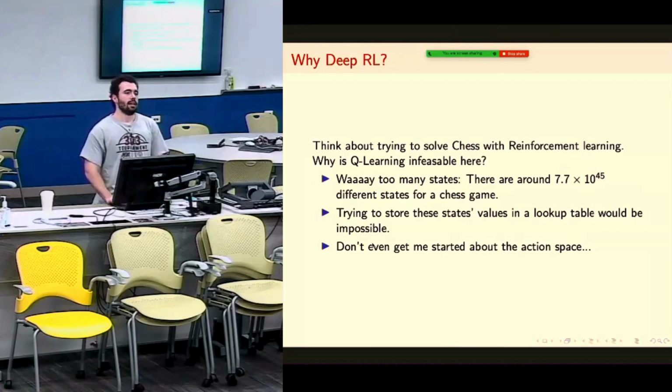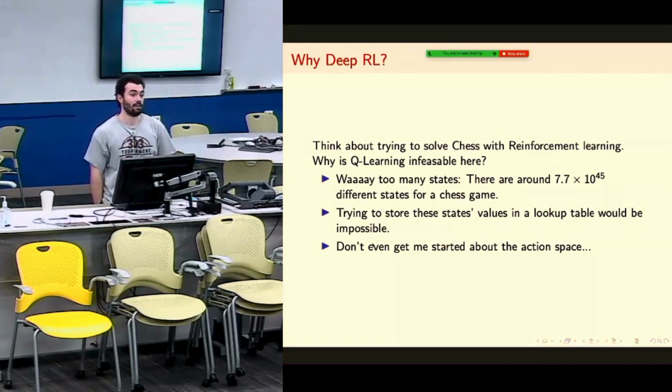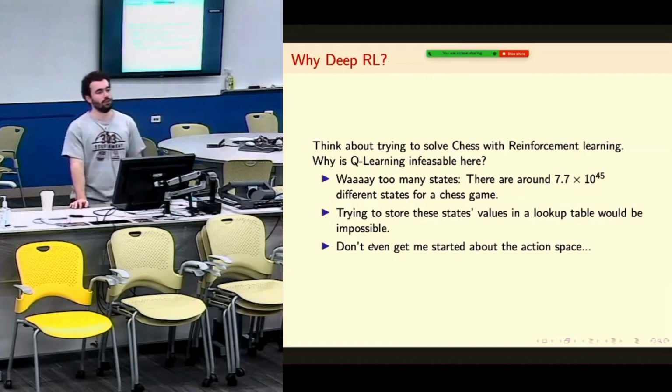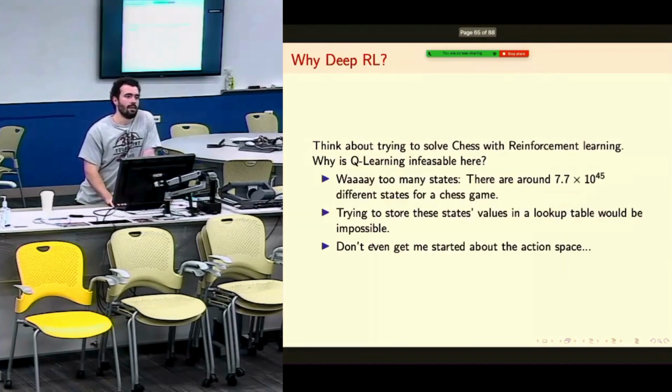So here's the idea. Think about if you're trying to learn to play chess. There's way, way, way too many states to actually write them all down in a Q table, right? There's 7.7 times 10 to the 45, and I'm sure that's an underestimate, different states for a chess game. And that's, I think, on the order of the number of atoms in the universe. So there's no way we can store that in our computer. So it just would be impossible. And the action space is even more high dimensional because for every state you have all the different actions you can take, which is insane.